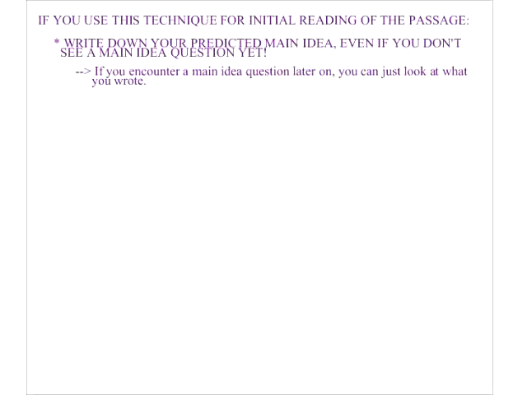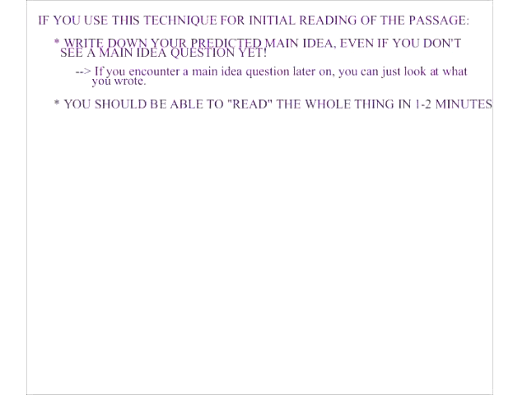If you use this technique for initial reading, you should be able to read the whole thing in 1 to 2 minutes, because it's not real reading anymore. It's like fake reading, you're just looking at it. So this will give you a lot of extra time to look up the details. And then if that's what you need, then you're good to go.